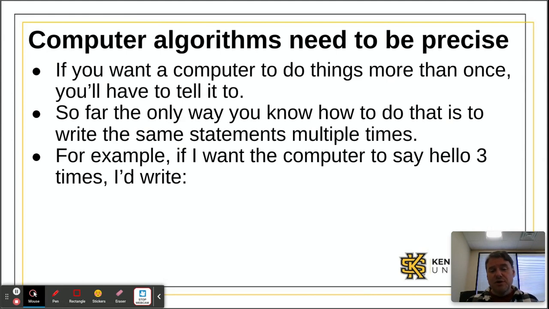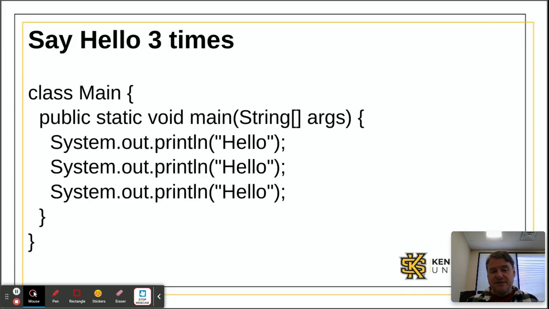So, for example, if we wanted the computer to print out the word hello 3 times on the screen, so far the only way that we know how to do that would be with something like this. You've got a class main and a public static void main, and then inside of there we have 3 separate print statements. And for each of those, it will print out hello, hello, hello.